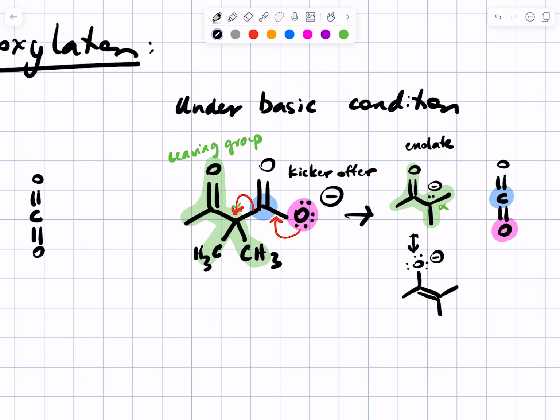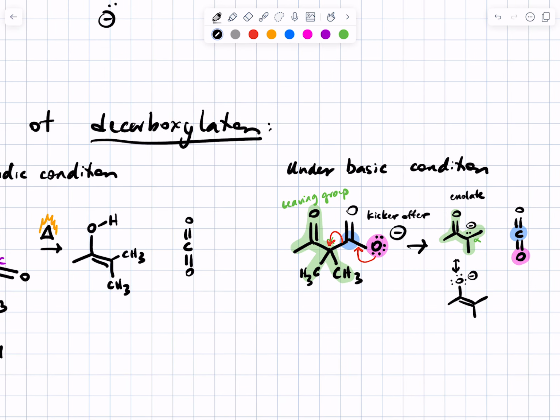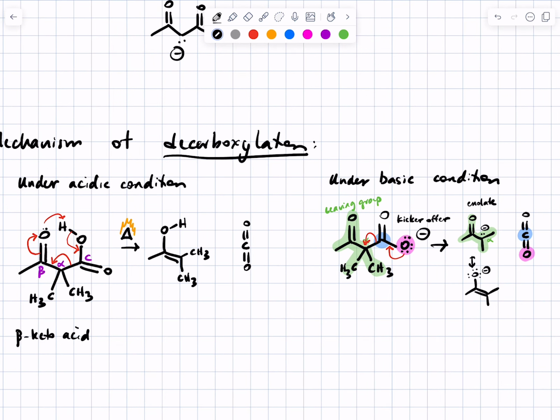So effectively, what I've shown you here for the mechanism under basic conditions, those same principles are operating over here. The carbonyl carbon here is like the carbon in the tetrahedral intermediate. The oxygen is the kicker-offer. And then all of this is a good leaving group, only it picks up the proton while it's leaving to help it leave better.